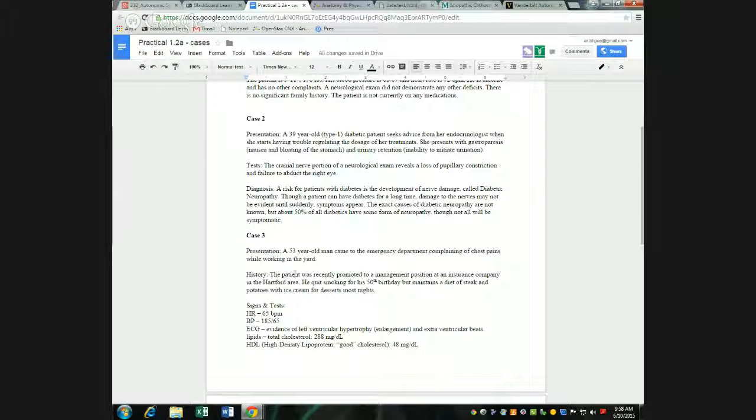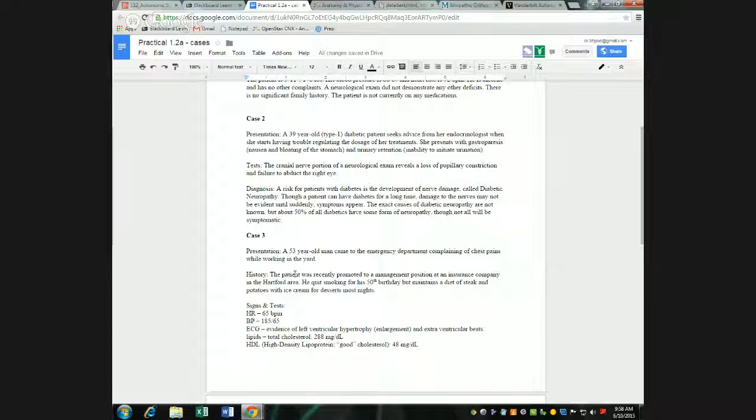Case 1 of these 4 cases here is the tough one to understand. I didn't put enough in there to really explain the diagnosis because I spend time talking about it here in class. But case 2 says right off the bat she has diabetes. That's the diagnosis there. Case 3, it's a guy going into the hospital because he has chest pains.